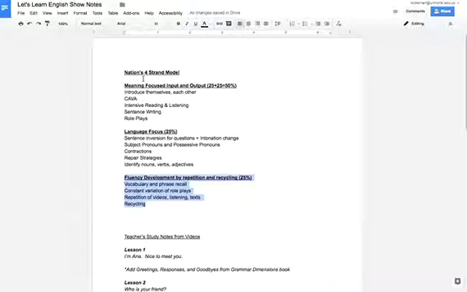I'm going to try to use Nation's 4 strands model for language curriculum design, which says that language should be studied in 4 ways. A language course should focus 25% on meaning-focused input, 25% on meaning-focused output. Here I've kind of put them together in integrated activities. Language focus, 25%, and this is vocabulary, grammar, strategies, learning strategies, repair strategies, all that sort of stuff, and fluency development.